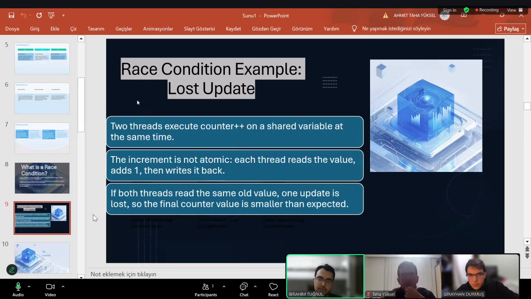And we have another race condition example, lost update. Two threads execute counter plus plus on a shared variable at the same time. The increment is not atomic. Each thread reads the value as one, then writes it back. If both threads read the same old value, one update is lost, so the final counter value is smaller than expected.